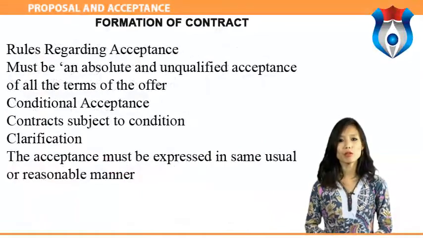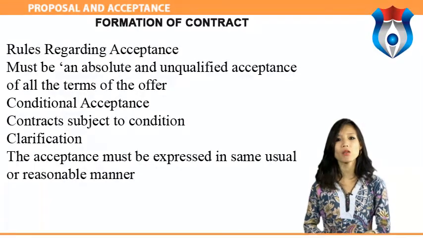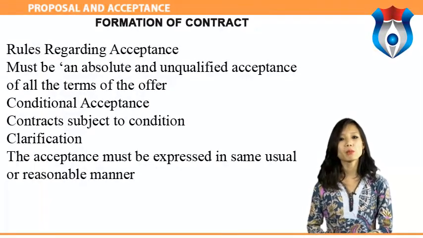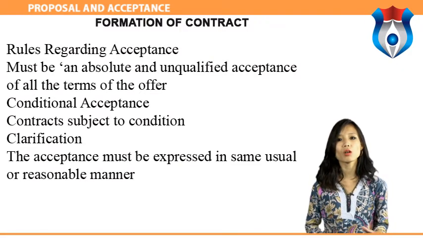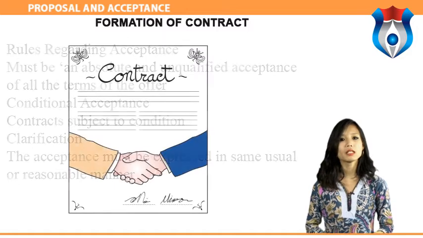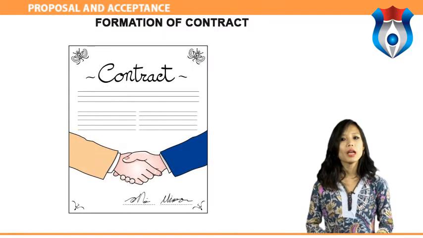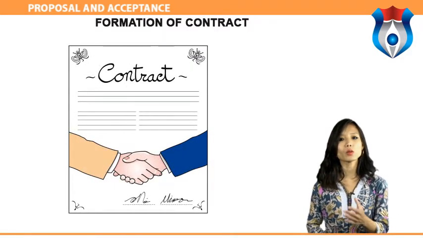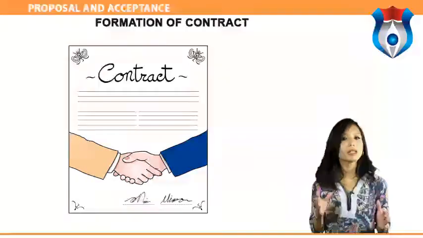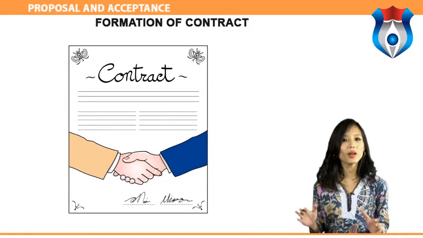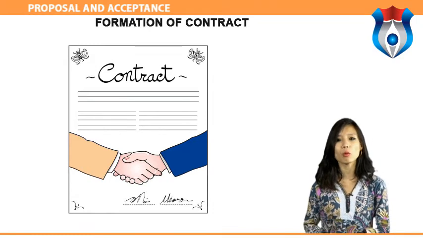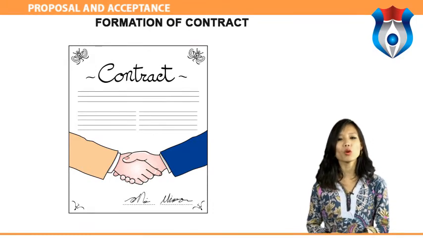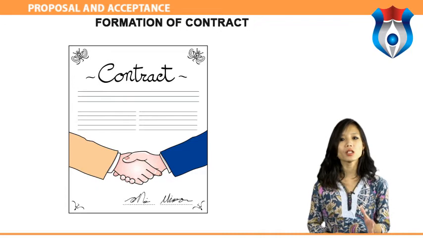Rules regarding acceptance. The acceptance of an offer, to be legally effective, must satisfy the following requirements. It must be an absolute and unqualified acceptance of all the terms of the offer, Section 7, Clause 1. Conditional acceptance. In accordance with English law as well as with the terms of the Contract Act, an acceptance with a variation is no acceptance. It is simply a counter proposal which must be accepted by the original promisor before a contract is made.